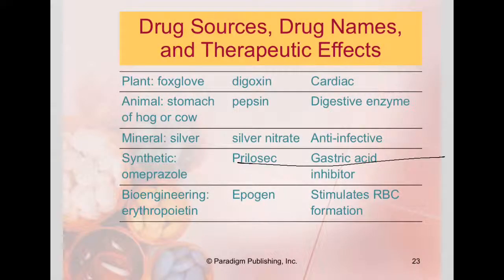This is just a table of drug sources, names, and their therapeutic effects. Like I said, the plant foxglove is where they get the drug digoxin for cardiac, blood pressure, things like that. Pepsin comes from the stomach of a hog or a cow. It's a digestive enzyme. Silver, they use silver nitrate in the OR sometimes as an anti-infective. Prilosec is a synthetically produced drug. And bioengineered epigen, it stimulates our red blood cell formation.